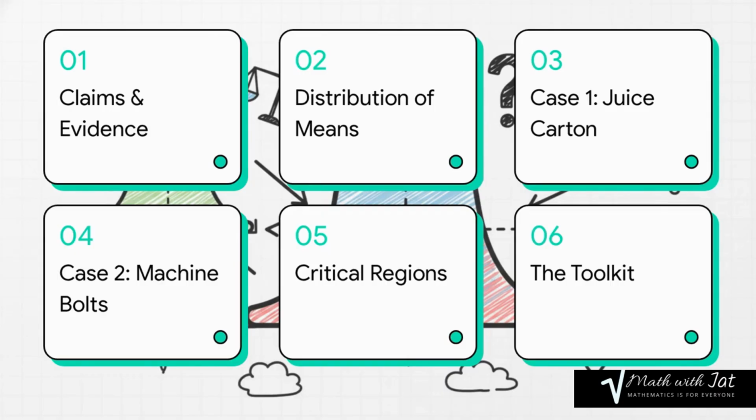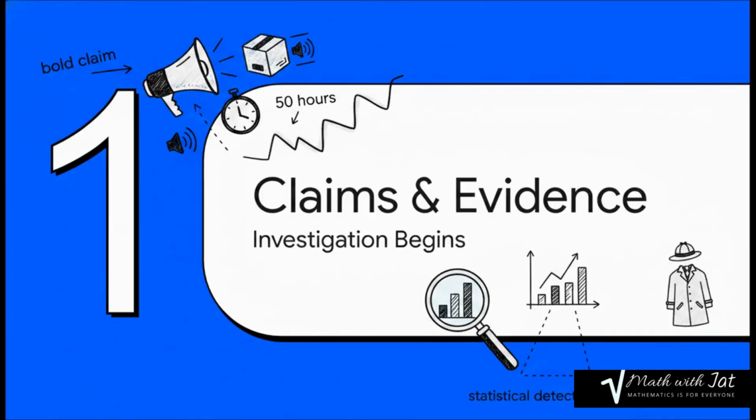Here's the roadmap for our investigation today. First, claims and statistical evidence. 2. The distribution of means. 3. Case 1, the juice carton. 4. Case 2, the machine bolts. 5. Critical regions explained. And finally, 6. The hypothesis testing toolkit.